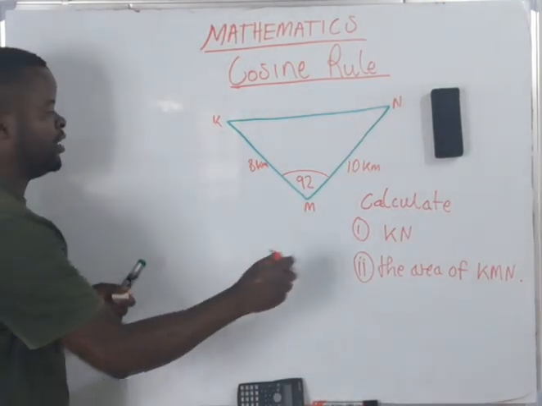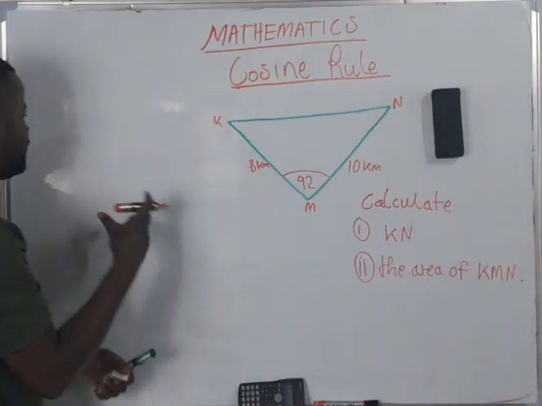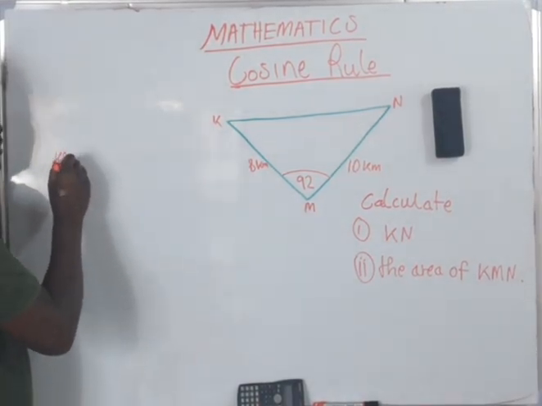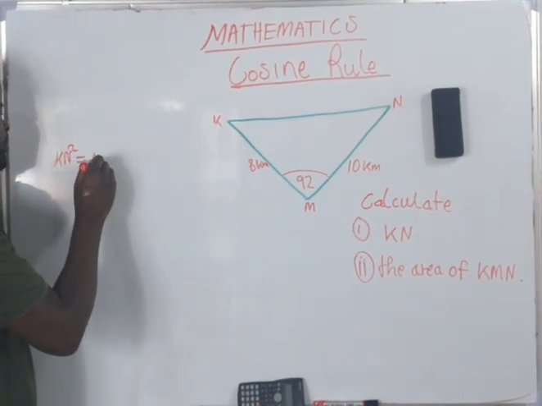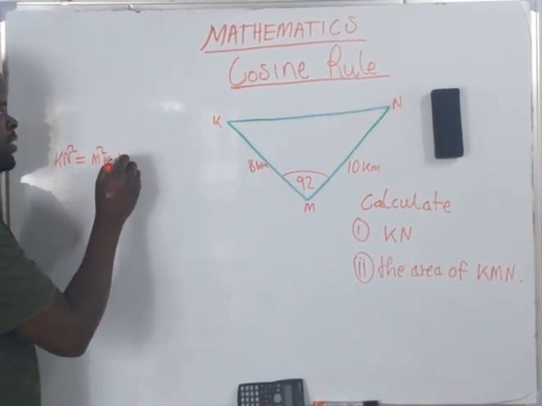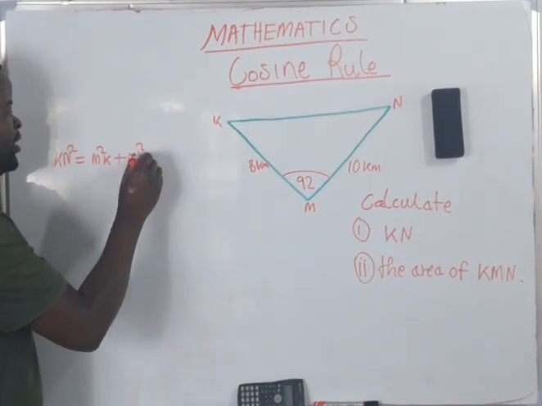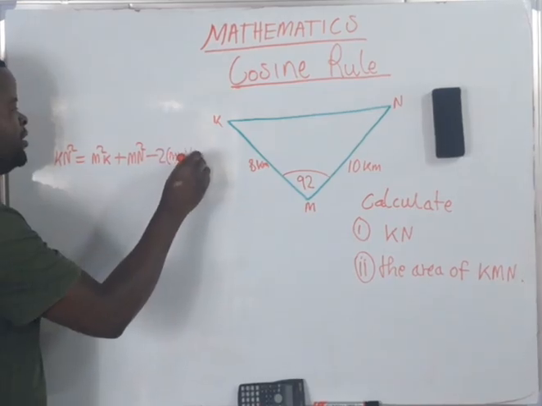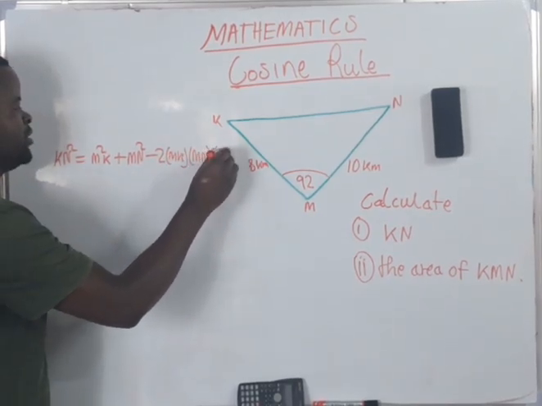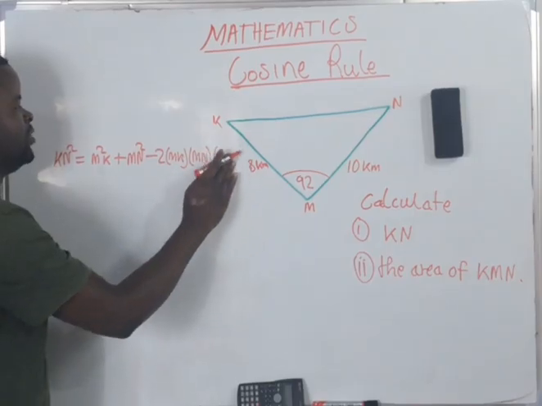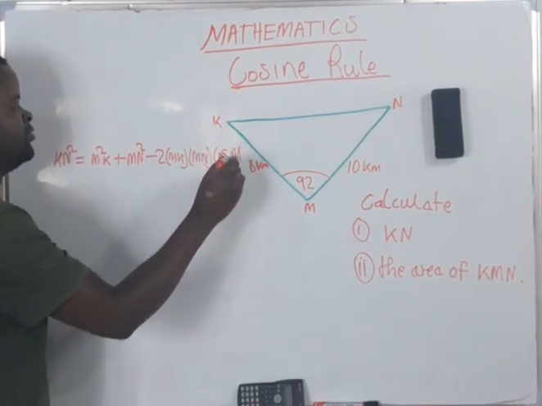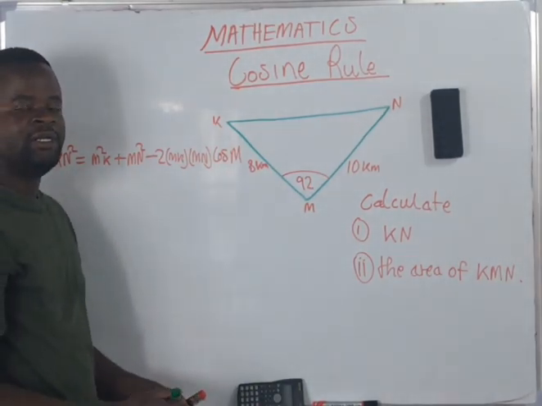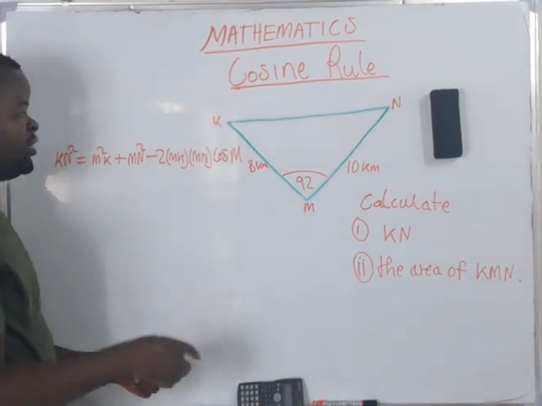According to our triangle, we are told to find the distance KN. So first and foremost, we are going to state the cosine rule. We are saying our distance KN squared is equal to MK squared plus MN squared minus 2 multiplied by MK multiplied by MN, then cos M. So this is how we are going to state our cosine rule, depending on the letters attached to this non-right angled triangle.